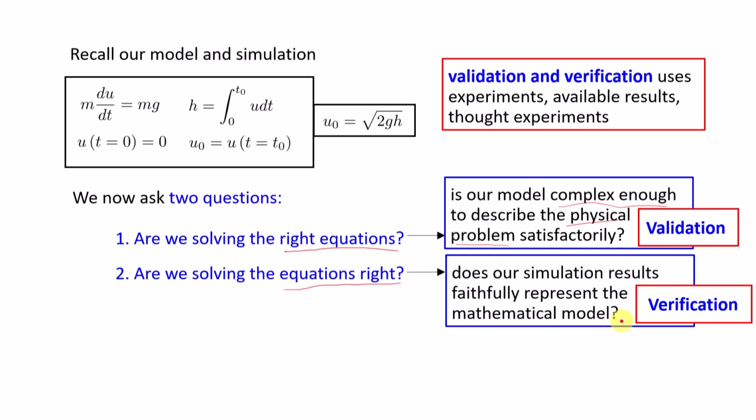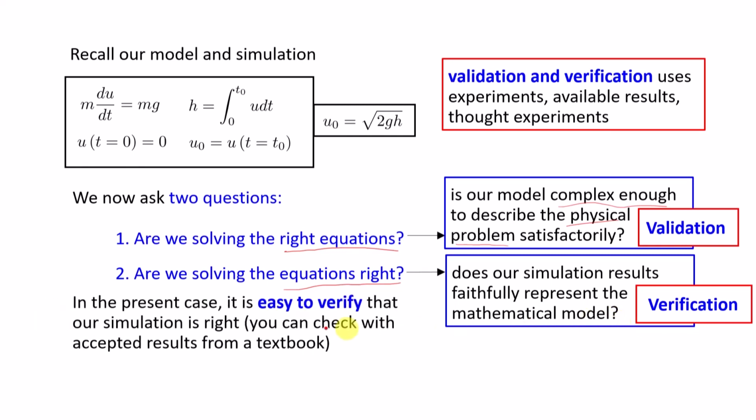But one thing we can tell right now about this particular model is that from the verification point of view, at least we are quite all right, because we are not doing any numerical simulation. We can say with enough confidence that the solution of the equations that we are solving is right. That is, u0 equals root over 2gh is the correct solution of this equation.